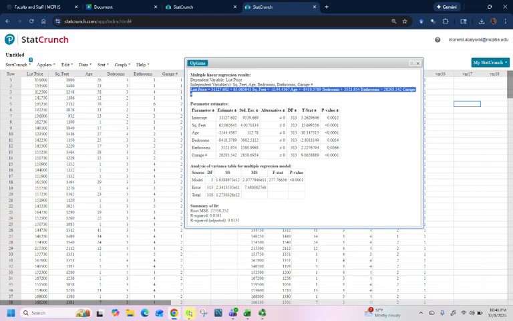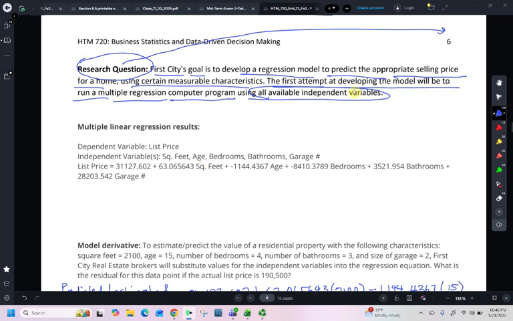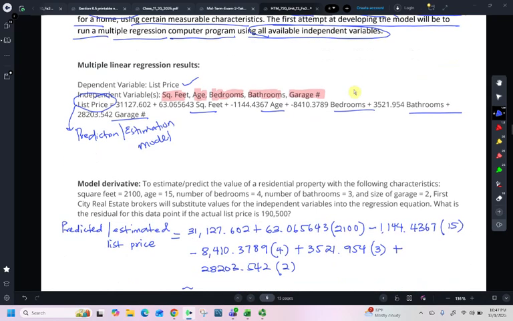So I've copied these results onto our notes. And we can see here the list price and the independent variables are, of course, square feet, age, bedrooms, bathrooms, garage number, and the fitted model or the prediction model. This is our prediction or estimation model. And this tells us that list price is related to each of these variables in this linear regression model. Well, what can we use this model to do?